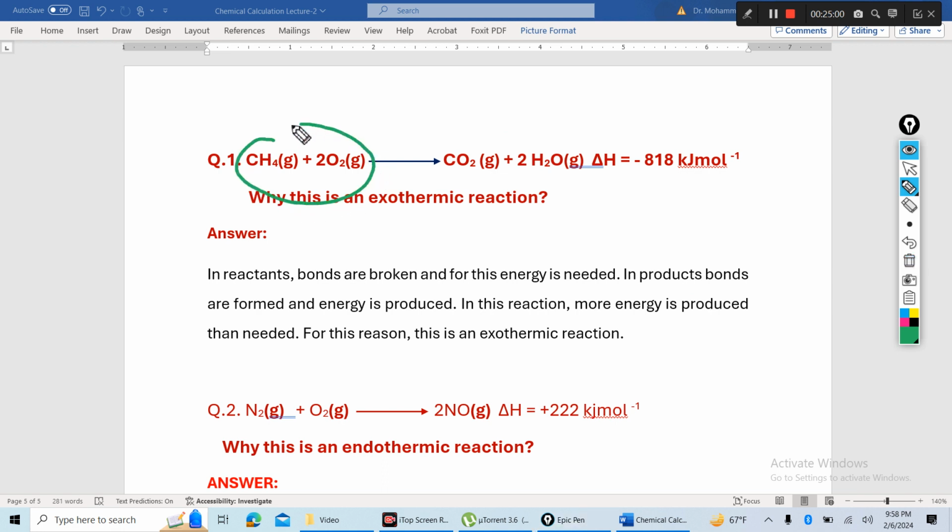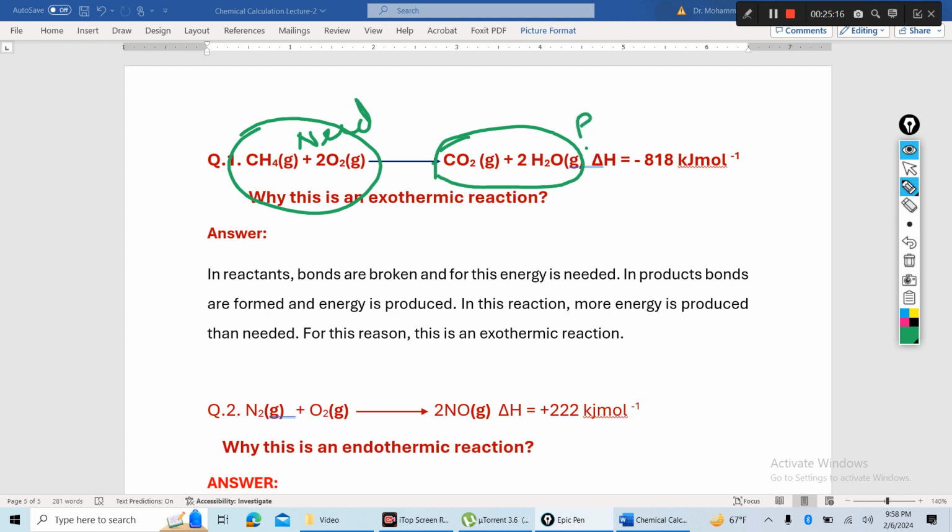So this needs energy, this produces energy. So why is this an exothermic reaction? In this reaction more energy is produced than needed. Produce more, need less, so extra surplus energy is given out. For this reason this reaction is an exothermic reaction.